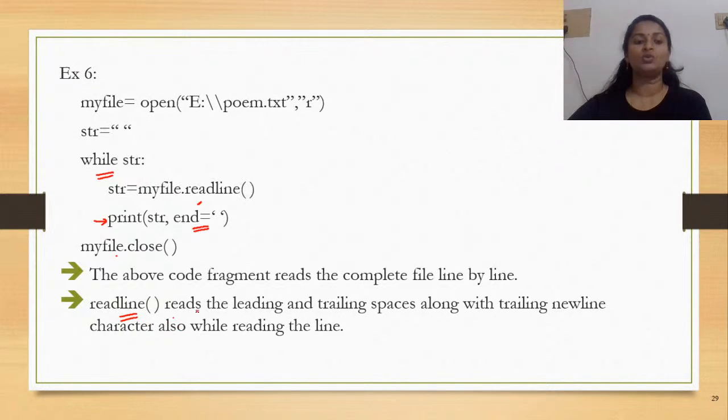The next thing that you need to understand: when you are using read line, all the spaces, whether in the trailing end or the leading end, would be read along with the trailing new line character. See, the read line is reading the new line character also while reading the line. Is the idea clear?